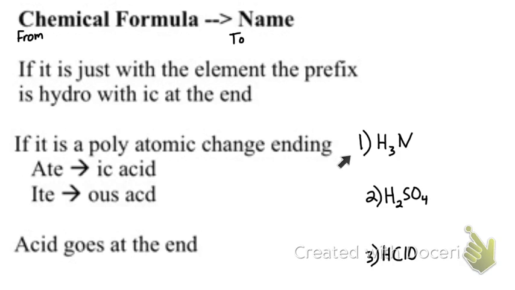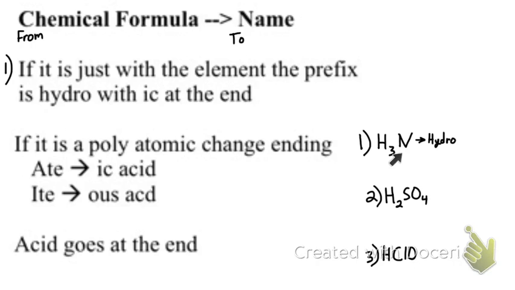So, in our 3 example problems, this looks like it's hydrogen, this is hydrogen with a polyatomic ion, this is hydrogen with a polyatomic ion, this is hydrogen with just an element. So this is the one we're going to focus on first. So for rule number 1. Alright, so rule number 1 says if it is just with an element, the prefix is hydro. So the first thing we're going to write is hydro. Then the ending is ic.